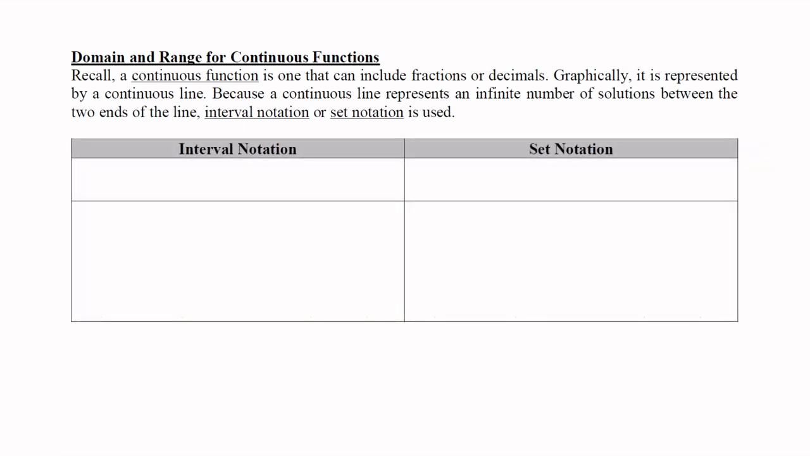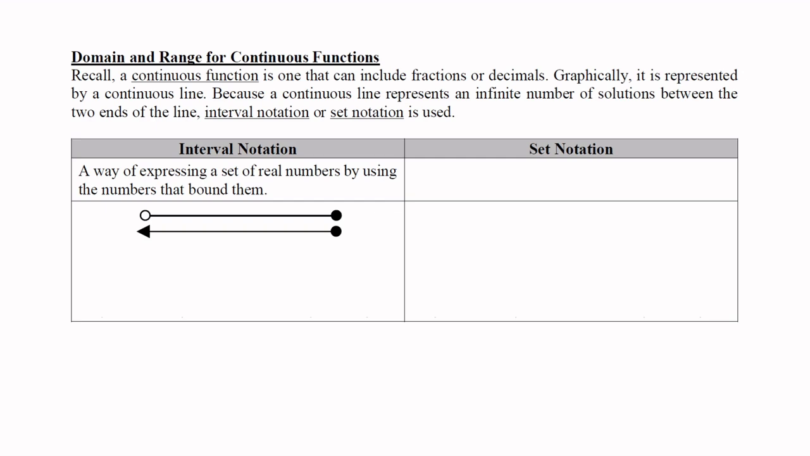So let's talk about the two types of notation for continuous functions in writing our domain and range. Interval notation is a way of expressing a set of real numbers by using the numbers that bound them. So for example, if we have a continuous line and we have an open dot or a closed dot or an arrow, these are the symbols that you will use. For an open dot or an arrow, you're going to use a parentheses because that indicates that the end is not included. And we do not include infinity, which is what is indicated by an arrow.